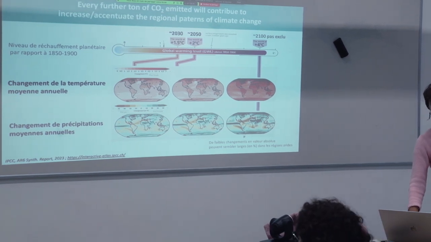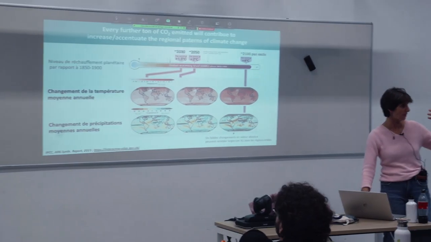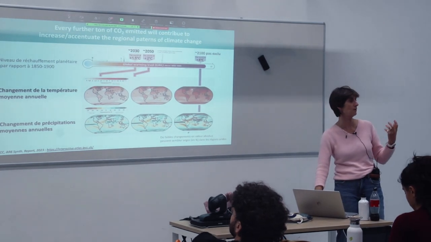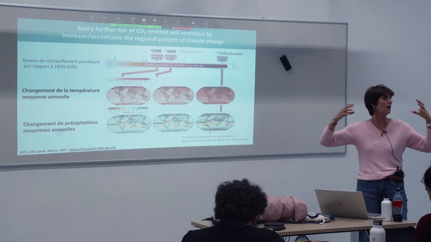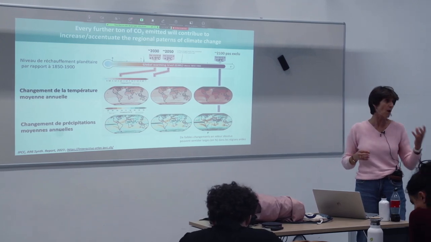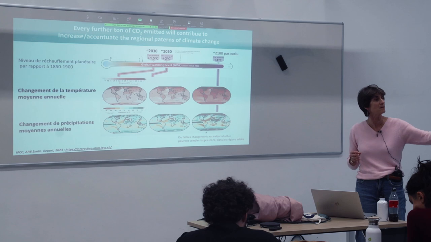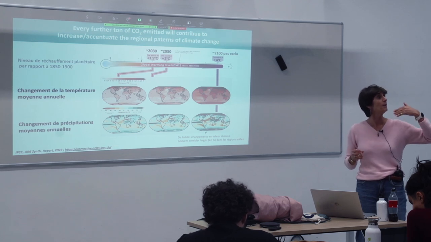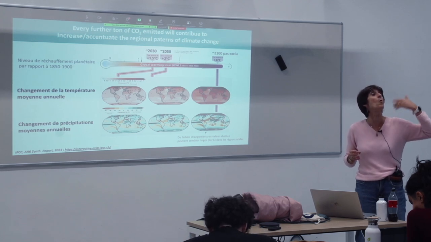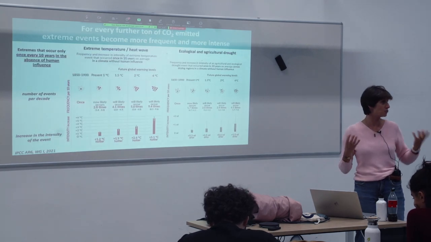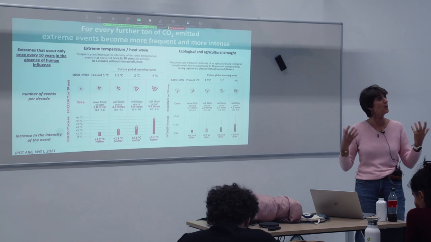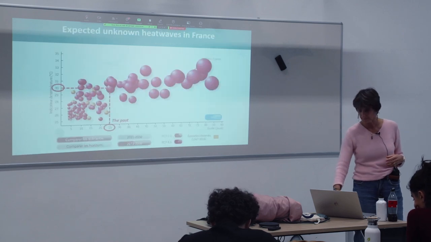So just to leave more time for the discussion, every further ton of CO2 emitted will aggravate and increase the regional patterns of climate change. So warmer and warmer regions, and for the drought, the regions that will experience less rainfall, the rainfall decrease is going to be more intense if the warming gets bigger. Every extreme is going to be more frequent and more intense.